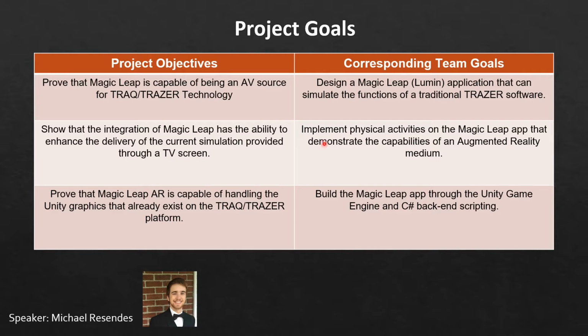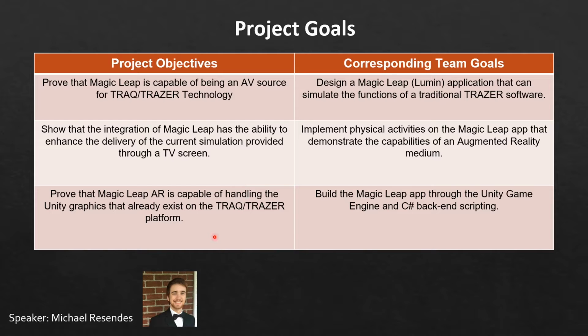A corresponding team goal for that was, well, we wanted to implement physical activities on the Magic Leap application that could demonstrate the capabilities of an augmented reality medium that could utilize things like the Magic Leap's own spatial tracking hardware and its method of tracking distance and body movement, using the Magic Leap's own hardware for that instead of external sensor equipment.